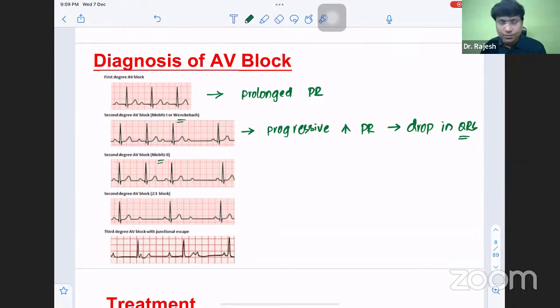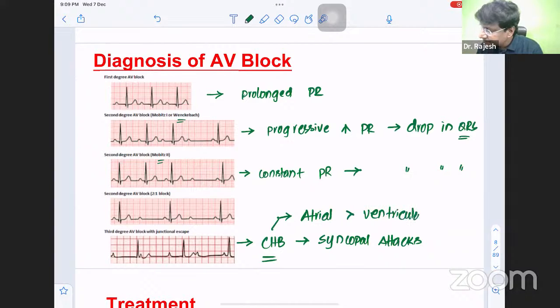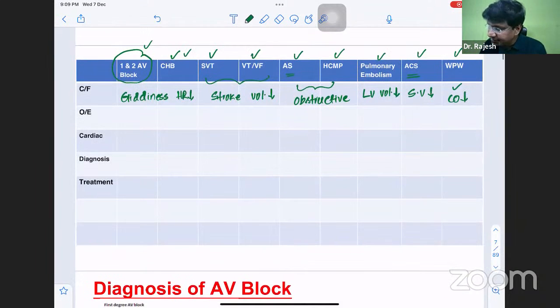Whereas in Mobitz type 2, there will be a constant PR interval, but there is an intermittent drop in the QRS complex. That will be Mobitz type 2. Whereas third degree heart block is complete heart block. These patients present with syncopal attacks. And in these individuals with complete heart block, the atrial rate will be much more compared to the ventricular rate. So that is about the AV blocks which can cause syncopal attacks.